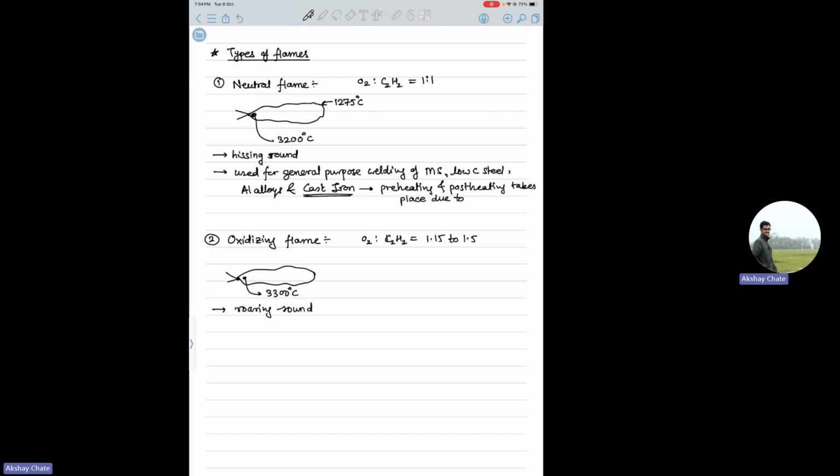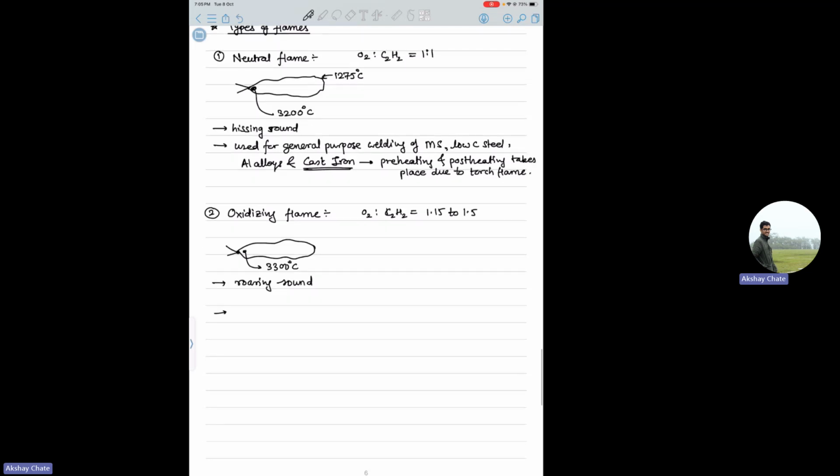So this flame, apart from doing welding, also preheats and post heats. That's the reason why we can do cast iron welding using these oxyacetylene flames also. And here you can do the welding of copper, zinc, brass.